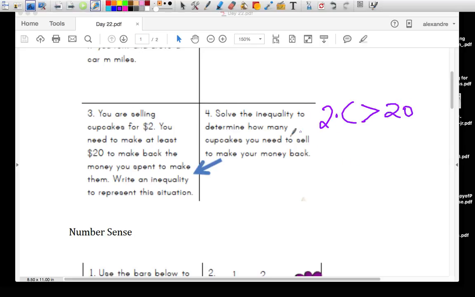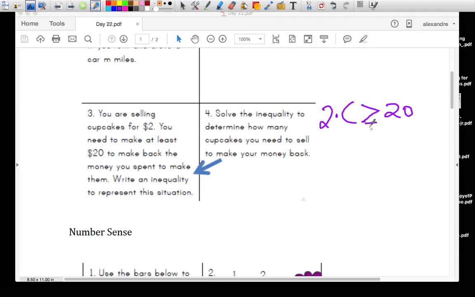So I know this is not part of what you need to know, but this would be your inequality. 2 times the number of cupcakes that you sell has to be greater than or equal to $20 for you to break even.